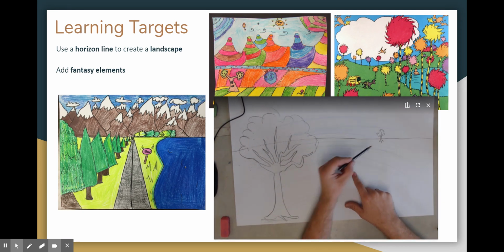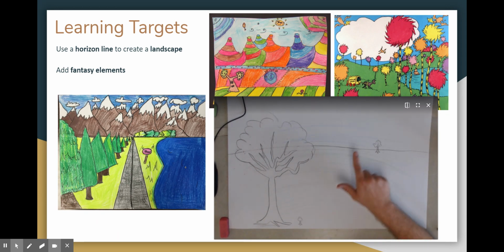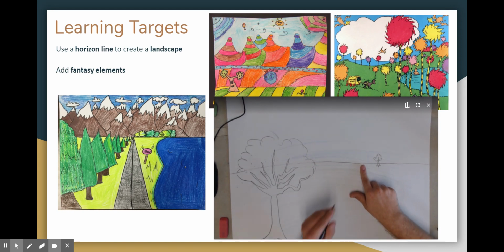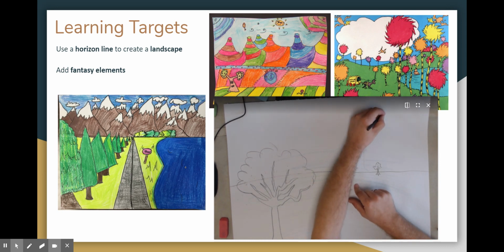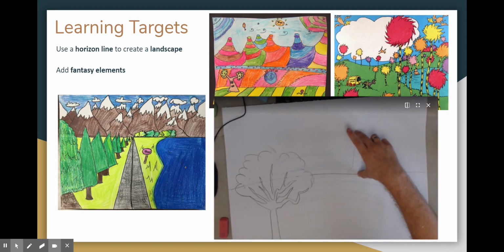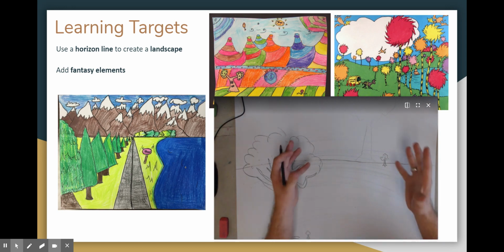If I draw a tree that's small and it's near the bottom of the page, let's see what that looks like. That looks like a little tiny baby tree, okay? Because it's down here. What if I draw a tree that's really big, but it's on the horizon line? What do you think? That looks like a big, giant monster tree. If you draw something big and it's standing on top of the horizon line, it looks gigantic, okay?